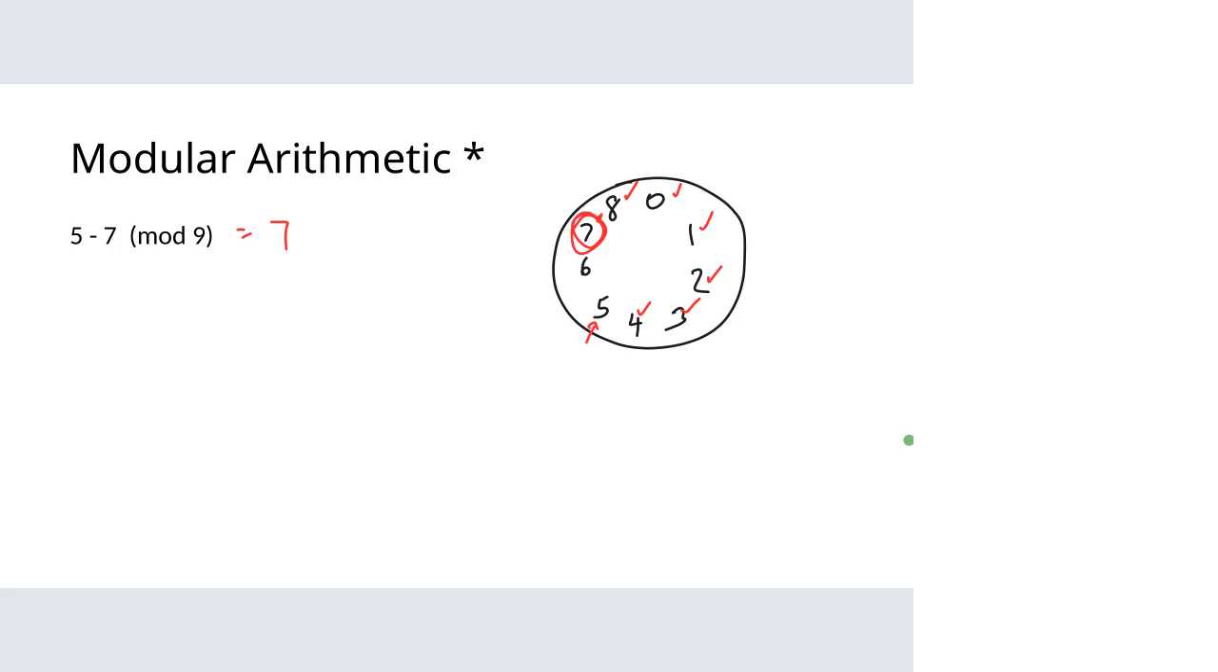Let's see how we get there. If I were to just do 5 minus 7, that would give me negative 2. That's great, except that's not in my mod 9 system. I don't have a negative number in the mod 9 system. So what I need to do is add an entire revolution, add all the way around. Negative 2 plus 9 puts me at 7. That is in the mod 9 system, so that's my answer.